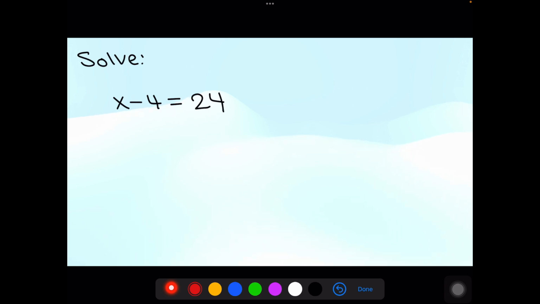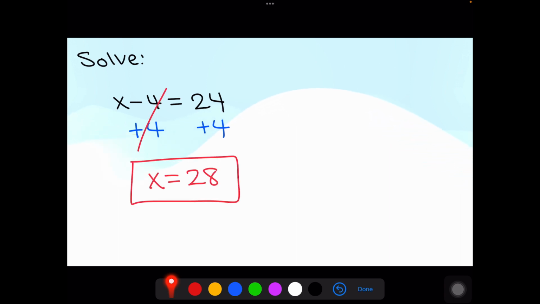If we want to solve the equation x minus 4 equals 24, our goal is to get this x by itself. So we want to get rid of this minus 4. The opposite of a minus 4 is plus 4. So I'm going to add 4 to both sides. And that's going to isolate the x or get the x by itself on the left-hand side. So if I add 4 to both sides, the left-hand side just becomes x because minus 4 plus 4 is 0.